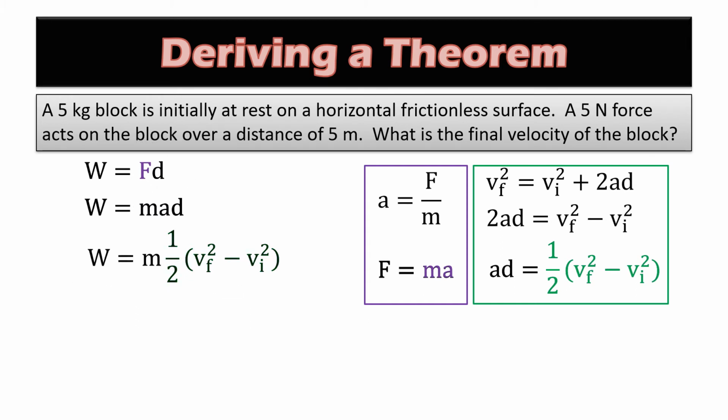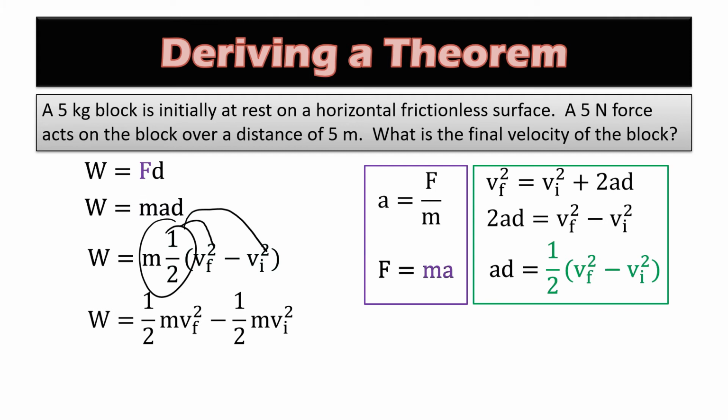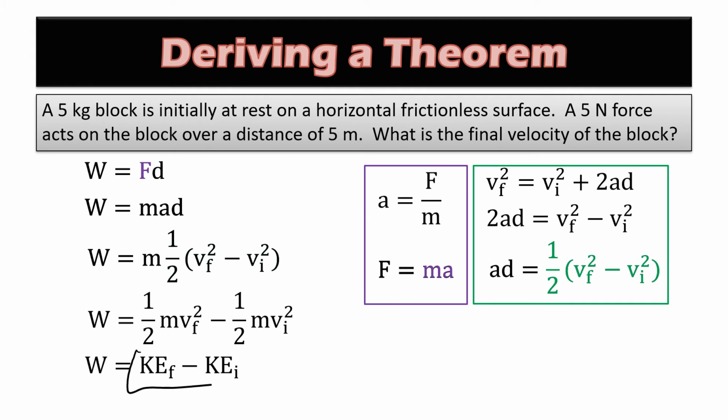Now let's clean this up and distribute the 1/2 and the m to both terms in the parentheses. And what does that look like? It's 1/2 mv squared, so this is the kinetic energy formula. This is the final velocity, so it's the final kinetic energy. And this term is the initial velocity, so this would be the initial kinetic energy. We can rewrite it as the final kinetic energy minus the initial kinetic energy. So this is the change in the kinetic energy, and it is equal to the work that you do on the system.